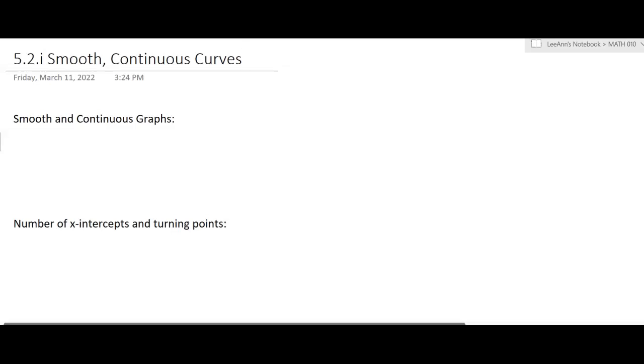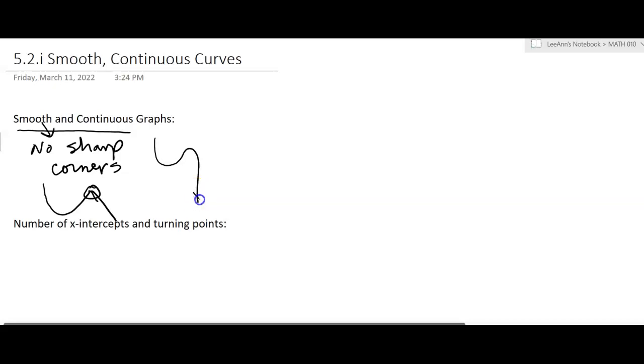Okay, so we're going to talk a little bit more about polynomial functions here. Polynomial functions graph to be what are called smooth continuous curves. Smooth means it doesn't have any sharp corners. So you can't have a function that's going like this and then that. That would be considered a corner. So in order to be smooth, it has no sharp corners, okay? So we've been drawing things like this, that type of thing, okay?